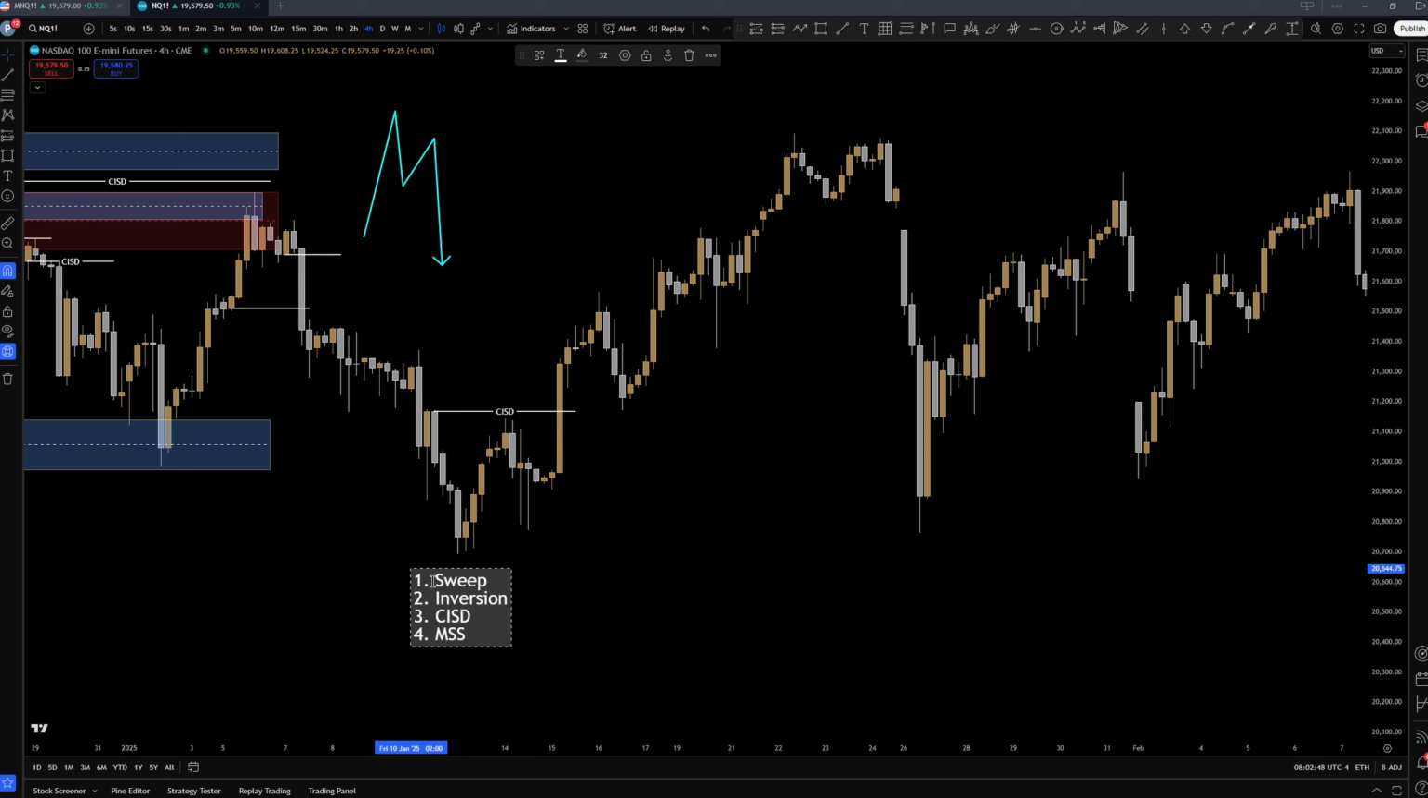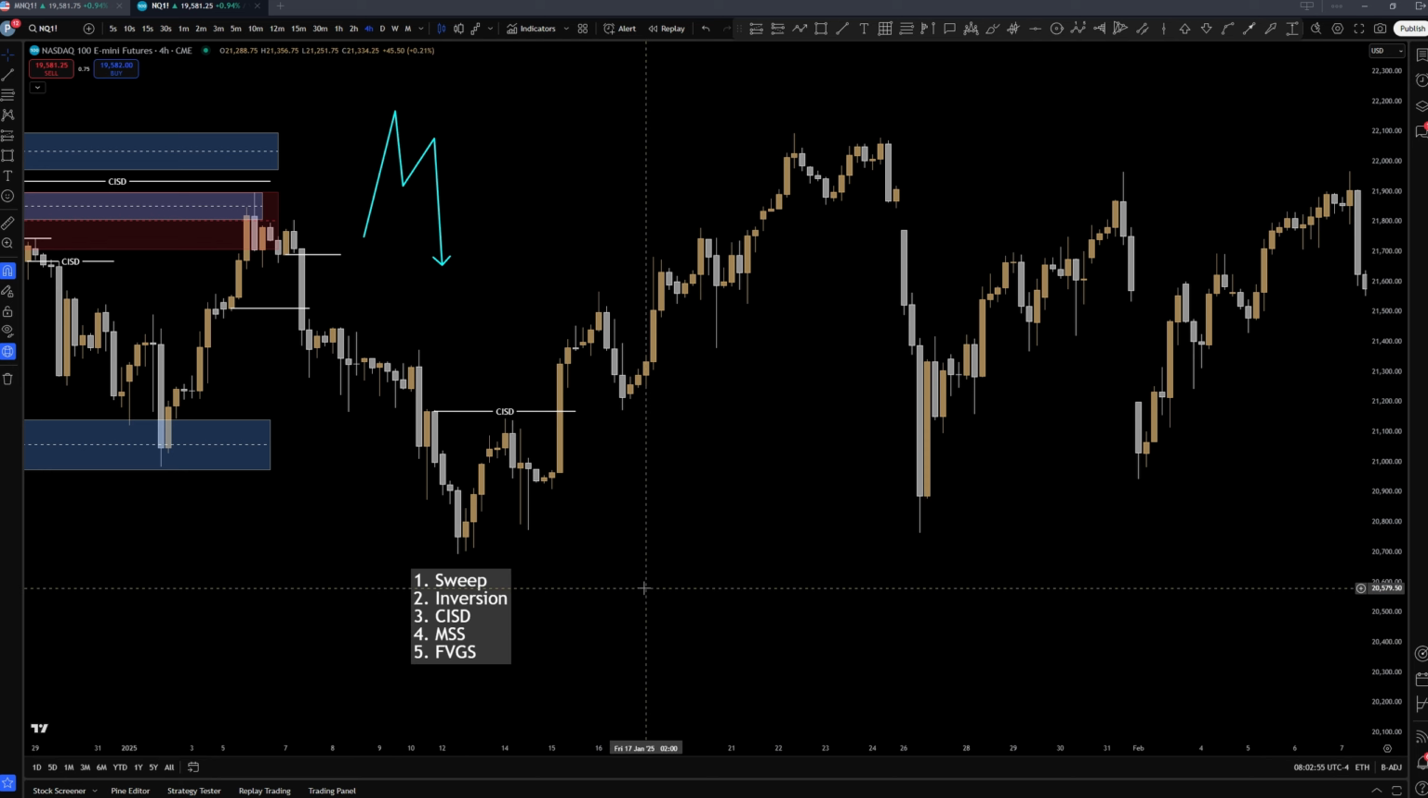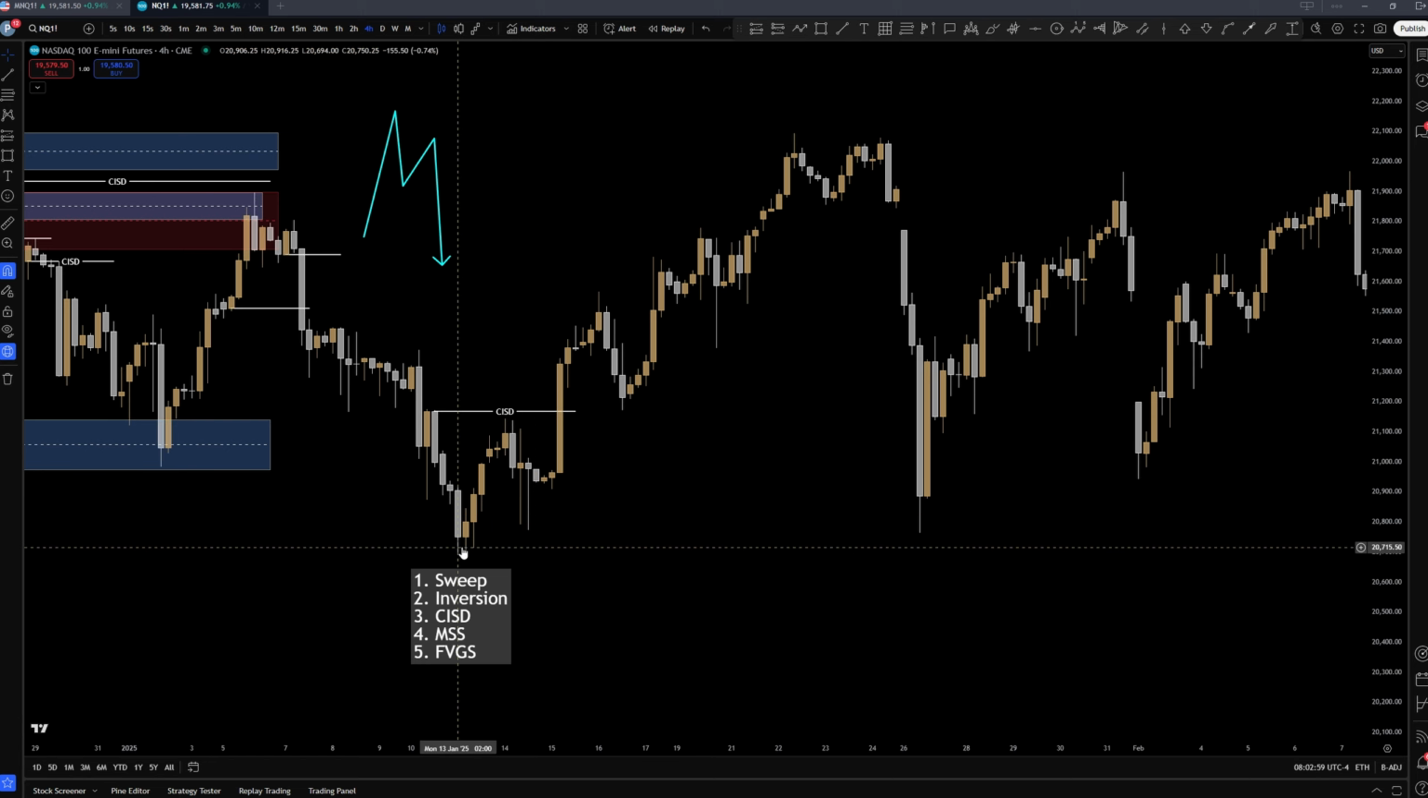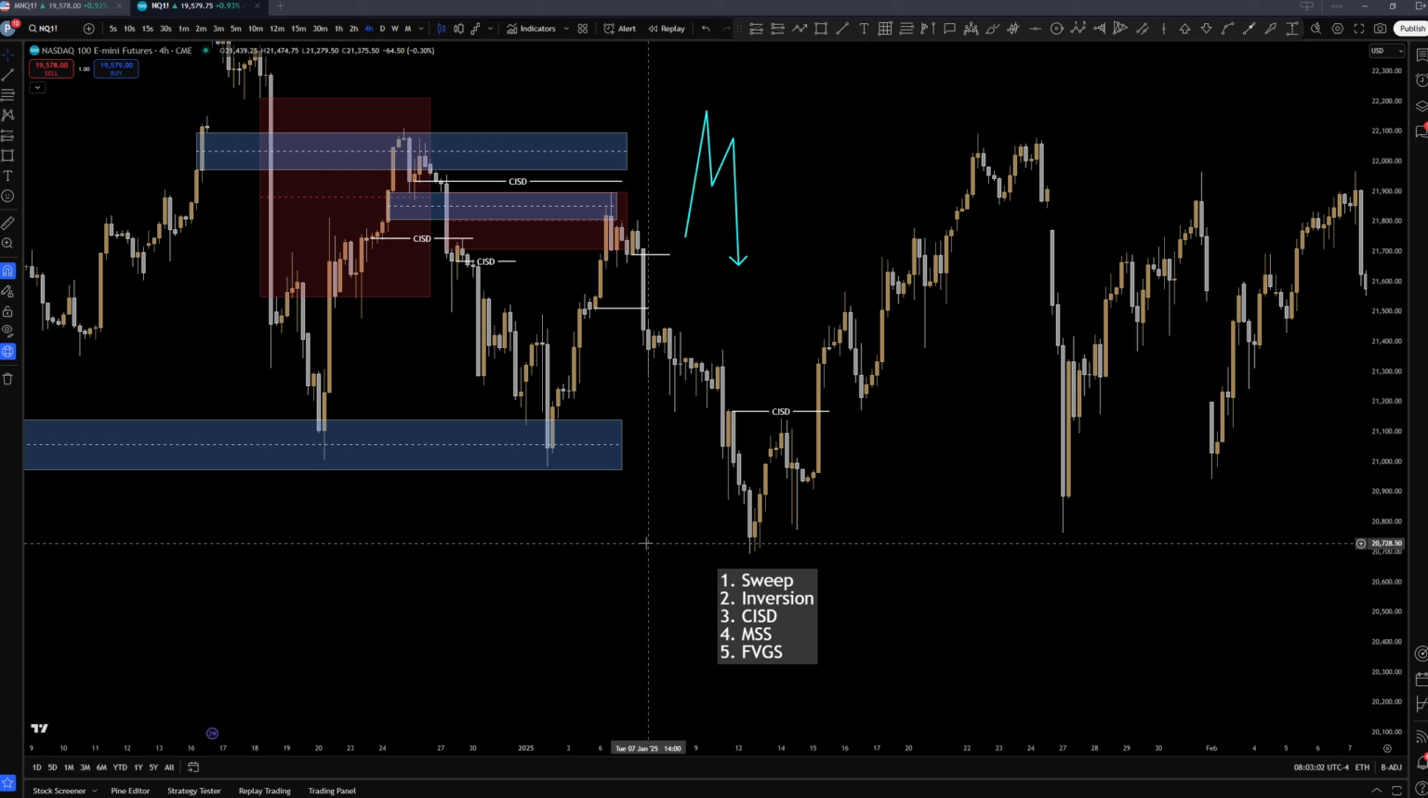So you get a bunch of stuff happening. You can also have FVGs being formed. So you can almost follow a system, if you like, to identify, okay, number one, we've got our sweep of liquidity to the left side here, right?